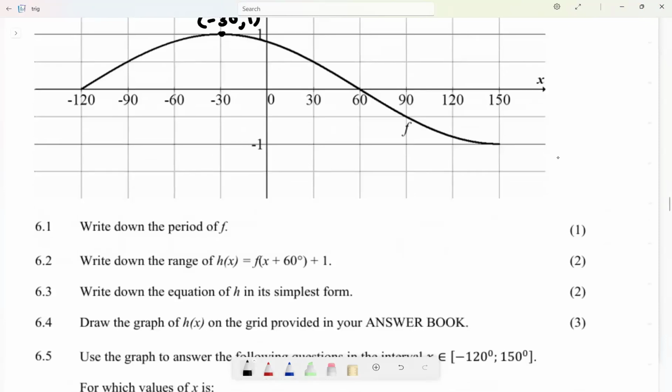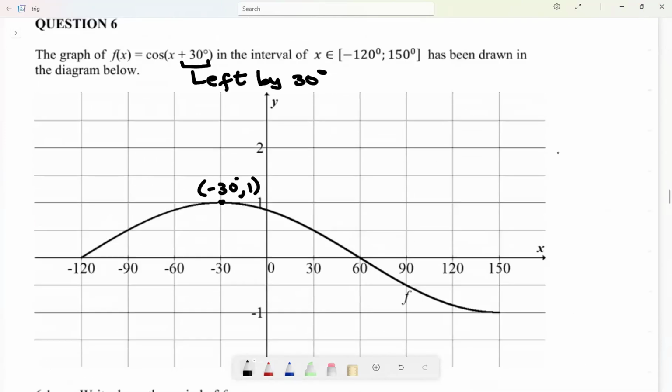First one, write down the period of f. This is the cos graph. The period is 360. Are we having the value of k here? Yes, we are. What matters is what is in front of the x, or in front of the bracket. Remember, we normally say cos kx. So this is the value of k, the period effect.